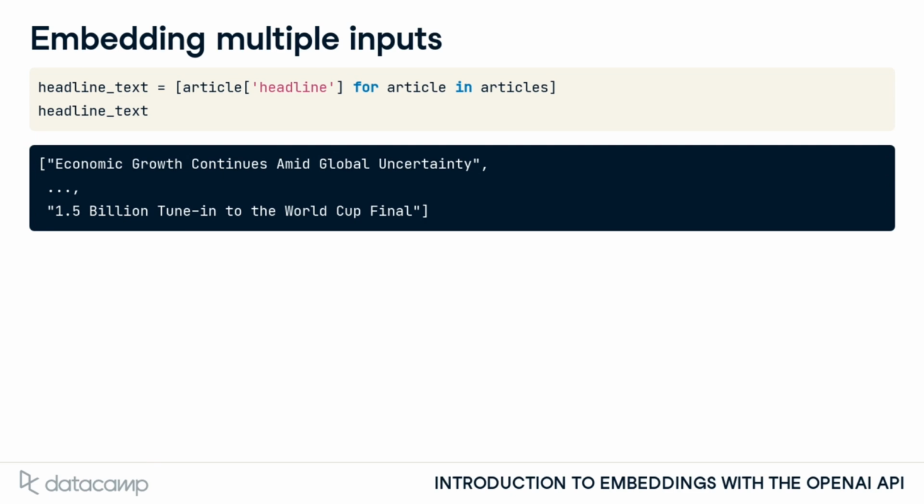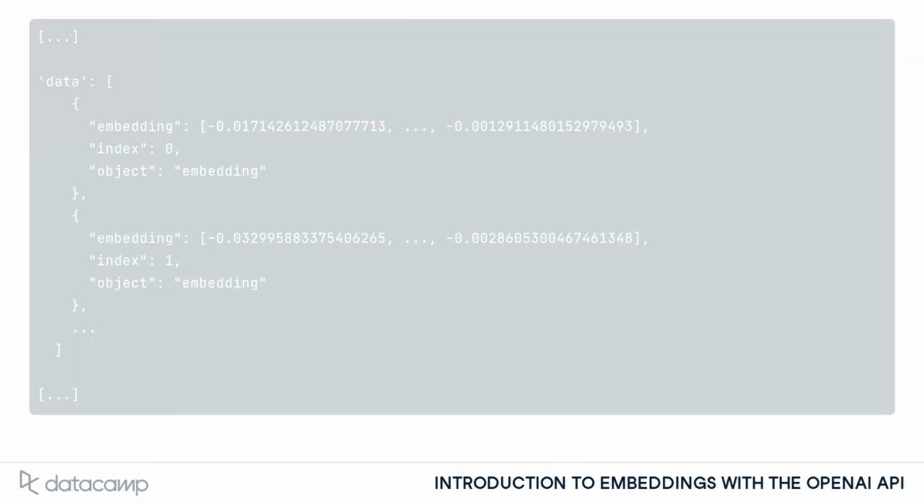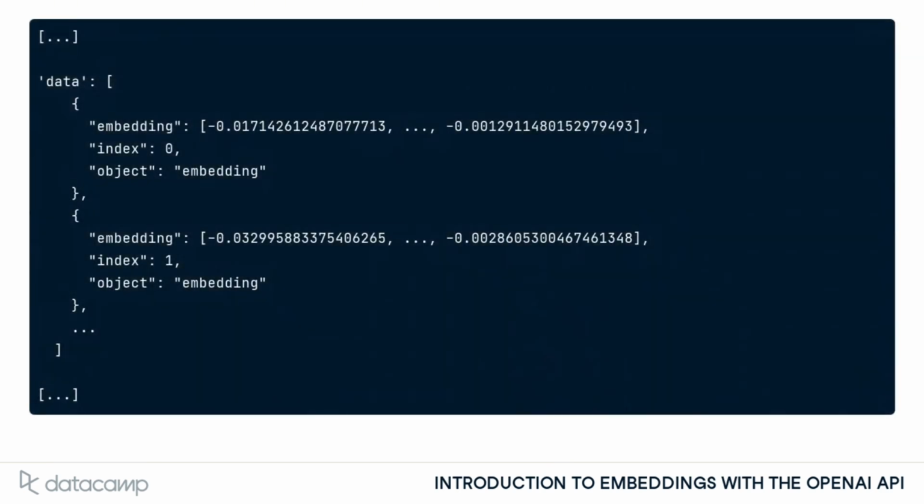To compute the embeddings, we can pass this entire list as an input to the create method. Batching the embeddings in this way is much more efficient than making API calls for each input. The response output only differs from the single input case in one way. Where before the list under the data key contained a single dictionary for the embeddings, in the multiple input case, there is one dictionary for each input.